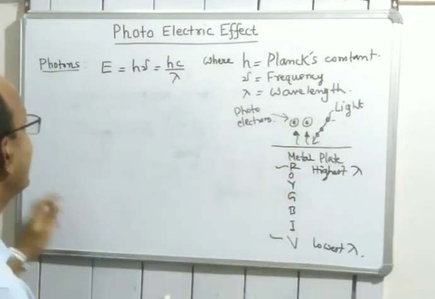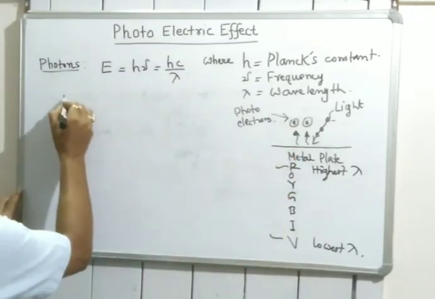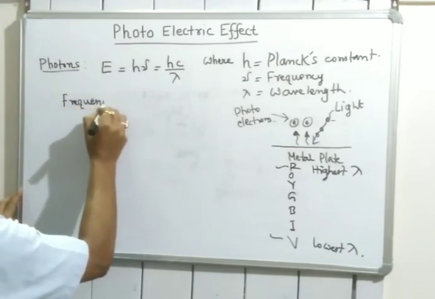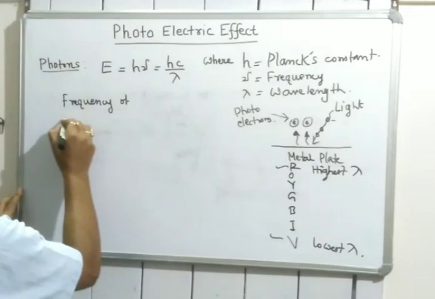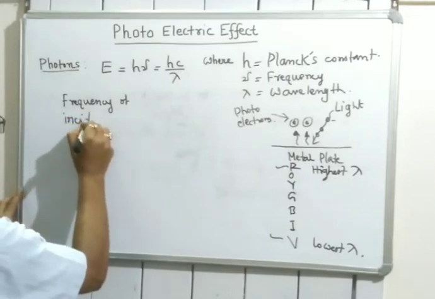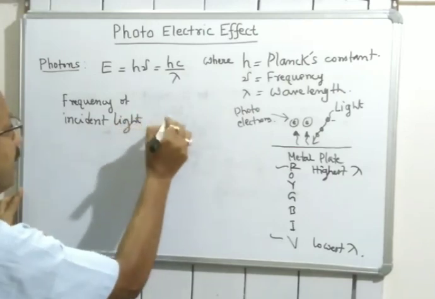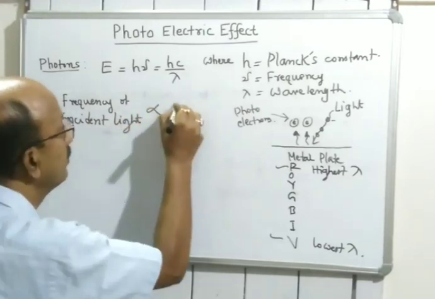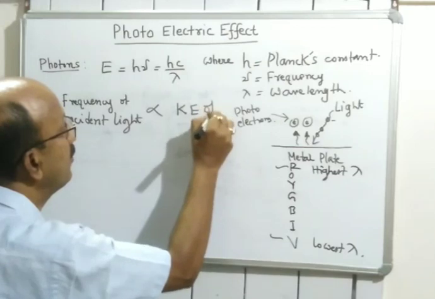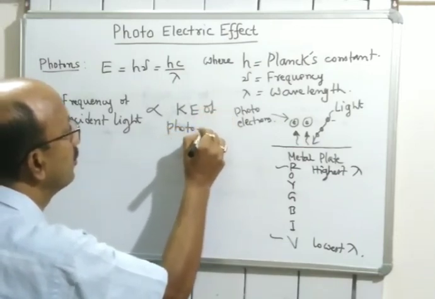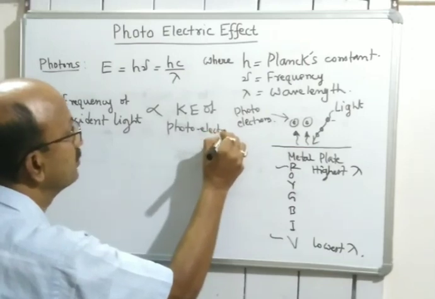So we can conclude that the frequency of incident light, light means photons here, is directly proportional to the kinetic energy of photoelectrons.